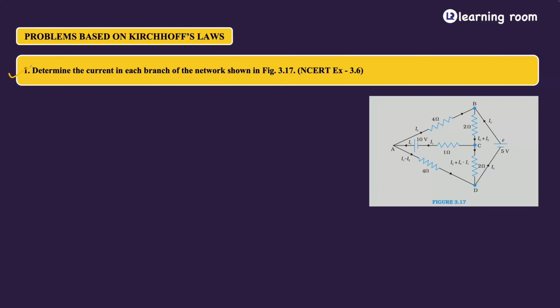What we are supposed to do is determine the current in each branch of the network shown in figure 3.17. Okay. So we need to find the current in each branch of this network using Kirchhoff's law. As I told you yesterday, when you apply Kirchhoff's law, you don't apply only one law. You need to apply both simultaneously.